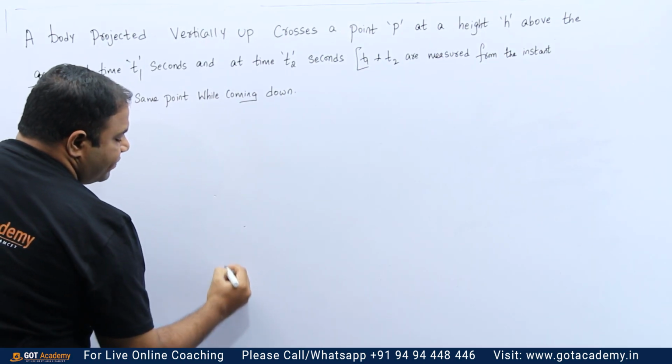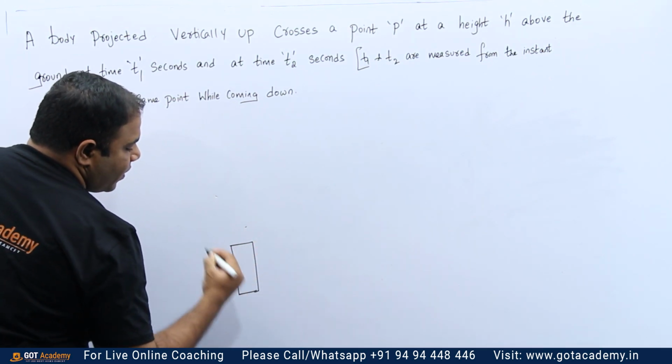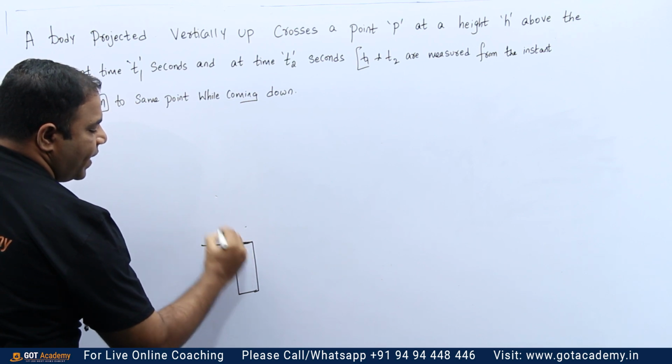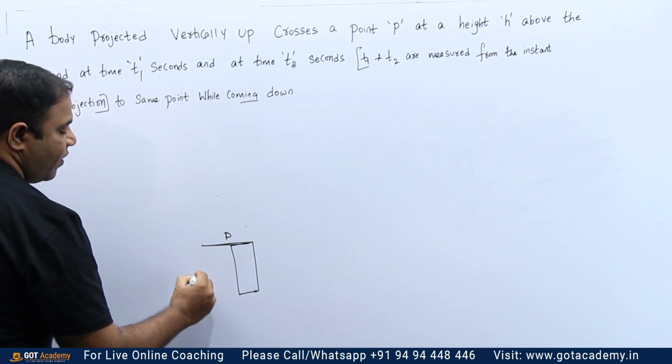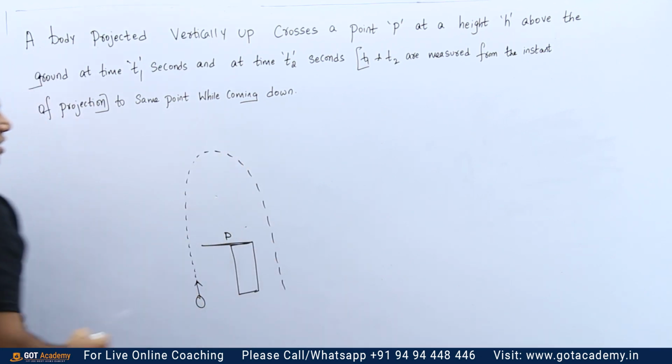So let me say that this is some building. Let this point be P. You are throwing a body in upward direction. Now it goes up like this and after some time again comes down. So this is what happens. Understood, my dear students?